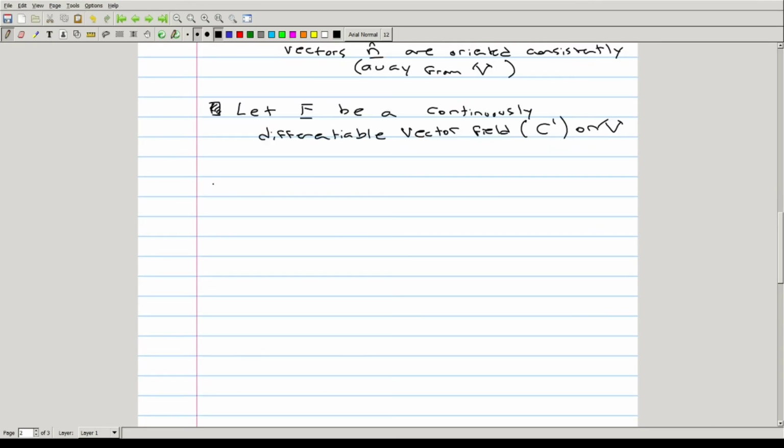So if all these assumptions are true, then we have that the closed surface integral over the boundary S of the vector field F dot n hat dS, which is the flux normal to the boundary or out of the boundary, is going to be exactly equal to the triple integral over the region V of the divergence of the vector field F, dV.